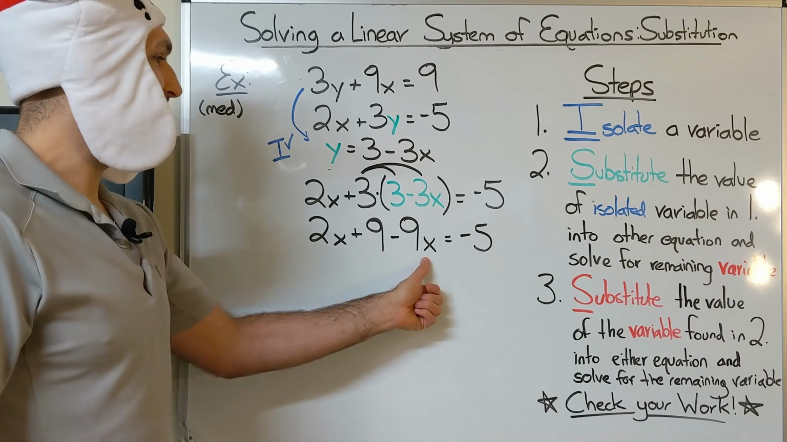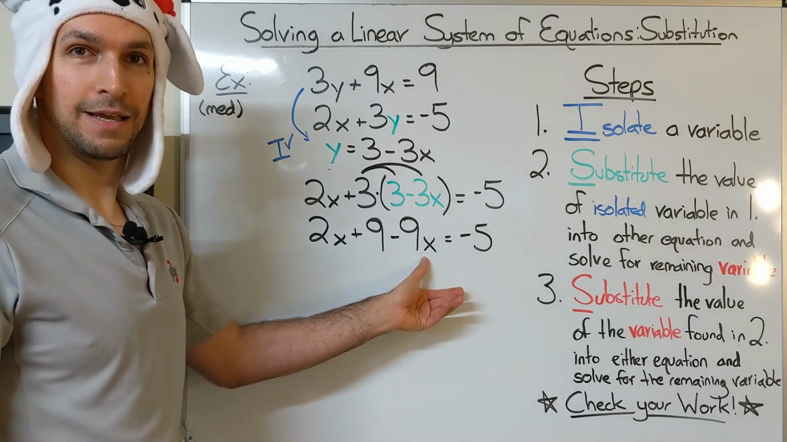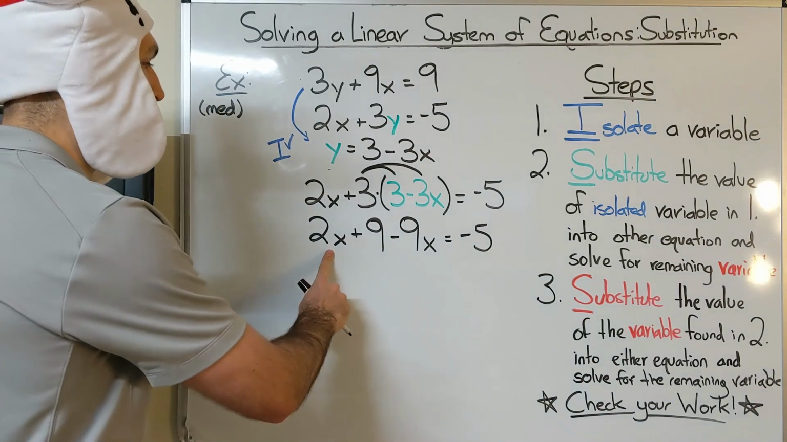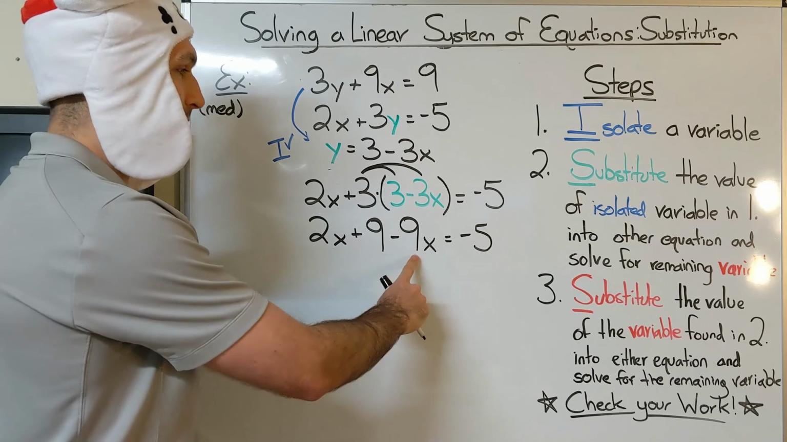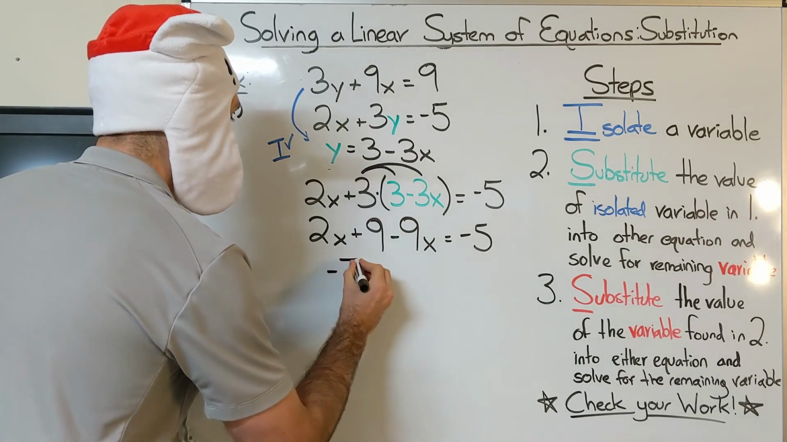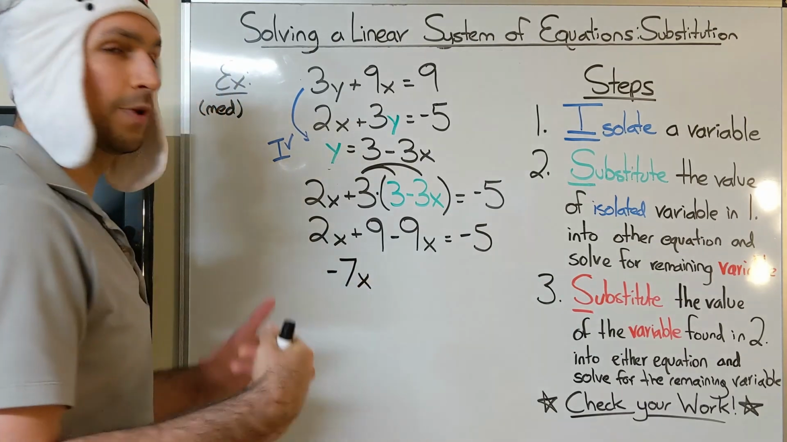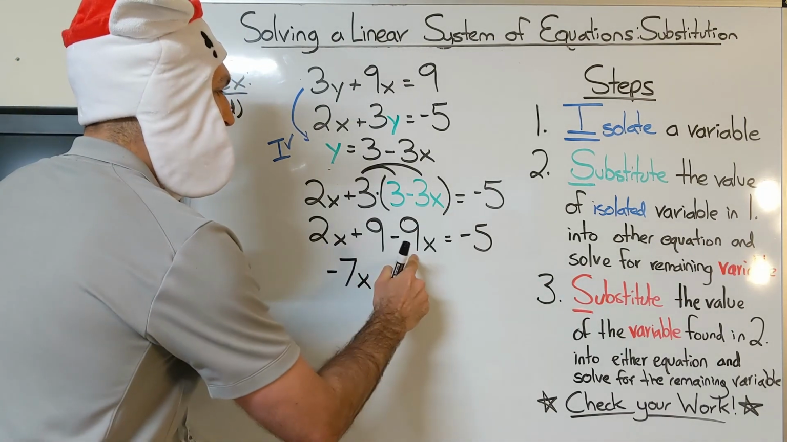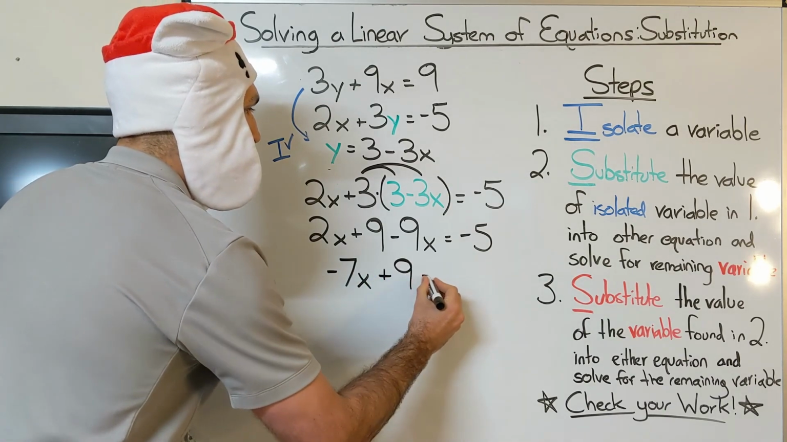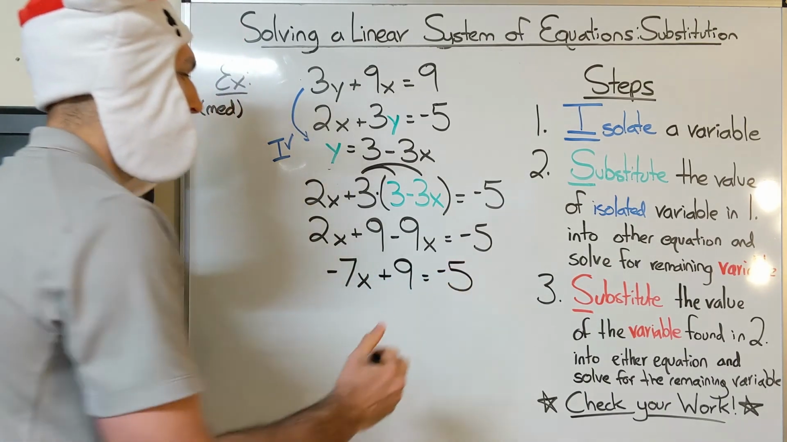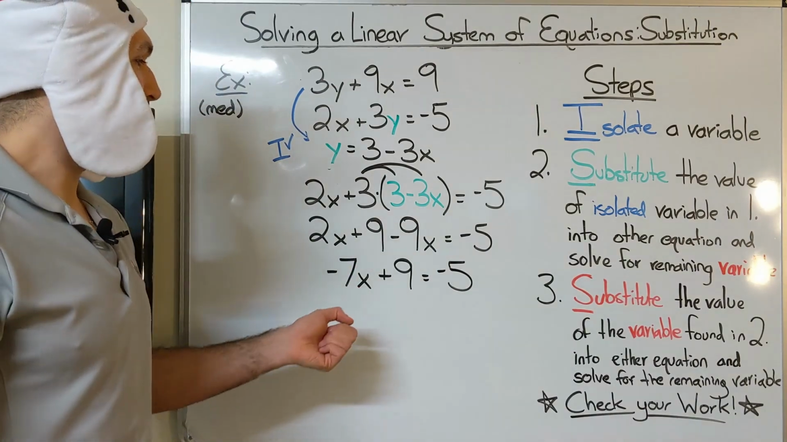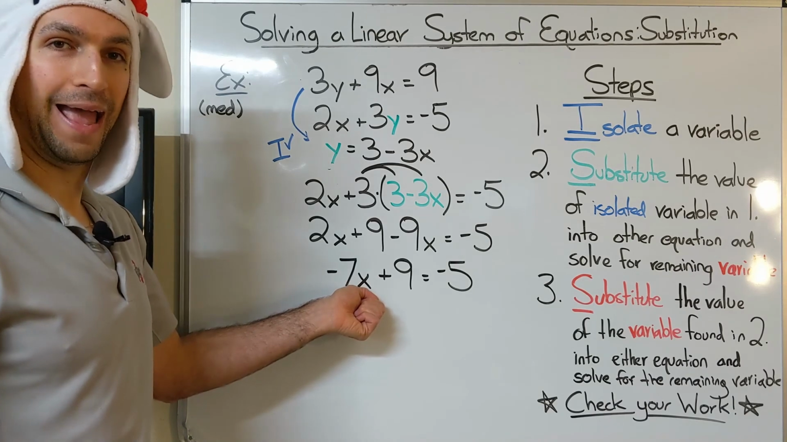Here, 2x and negative 9x both have an x in those terms, so they are like terms. I can combine them by saying if I had 2 of something and I subtracted 9 of that same thing, I would be left with negative 7 of x, whatever x is. So I'll combine these like terms to negative 7x. I haven't touched this positive 9 or this negative 5 yet. But now that I only have one variable over here, again, my goal is to isolate and solve for x.